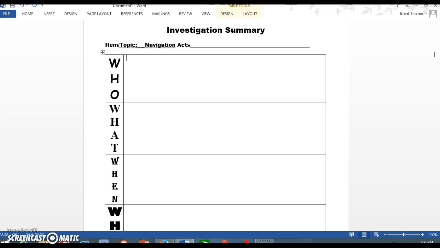So, knowing what I see on my investigation summary sheet, I think I've struck gold. This area here in the textbook is going to provide me with possibly all that I need to know for my investigation summary, which is causing me to start having questions in my head. Now, before I immediately jump to writing down notes, what I'm going to do is read the section that the Navigation Acts were part of.